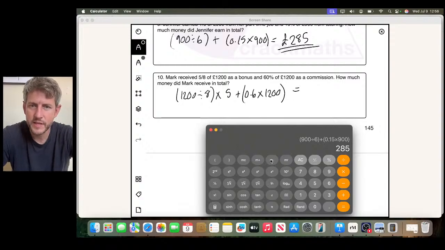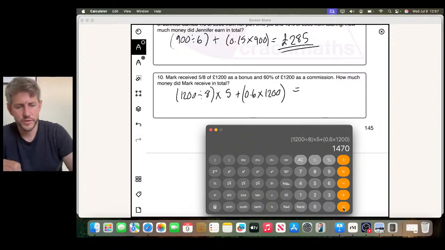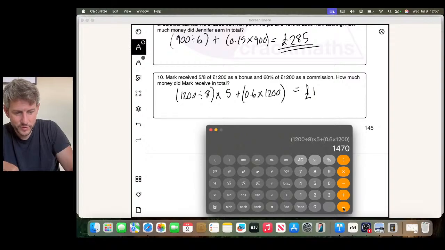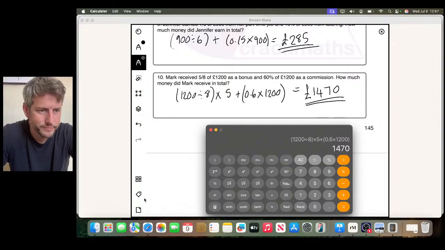Okay, so let's do this here. So we've got 1,200 divide the 8 to get an eighth times this answer by 5 to get 5/8 plus 0.6 times the 1,200 to get 60% of 1,200. Oh, okay, that's good. He's got £1,470. Okay, right, let's see how we got on.